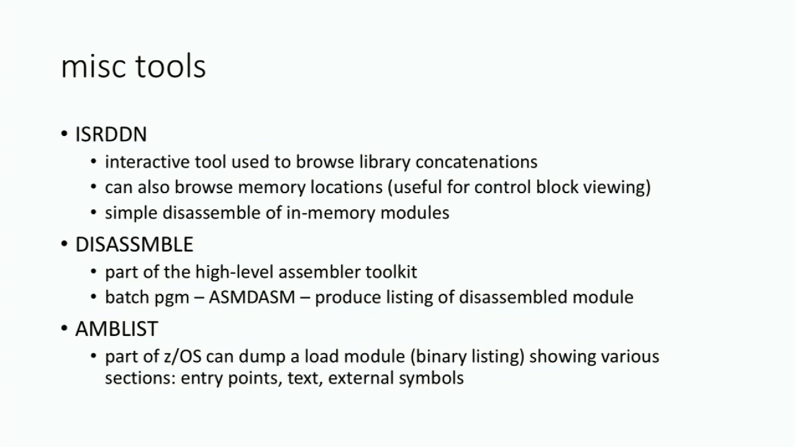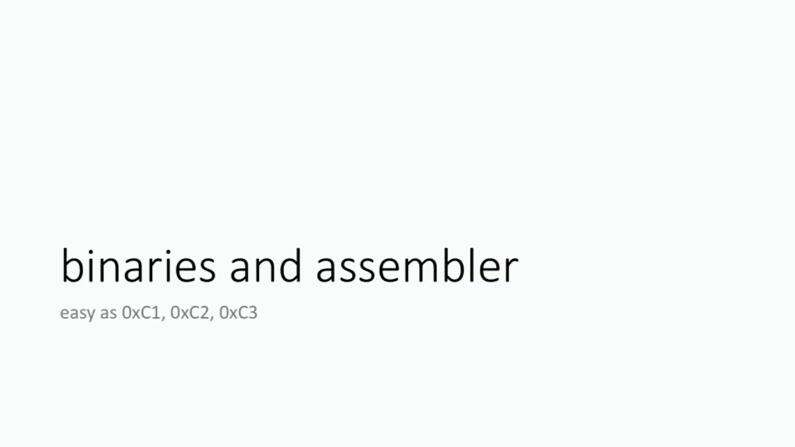And AMBLIST is kind of like an objdump that you might use on Linux to basically show you entry points and external symbols and that sort of stuff from a binary.